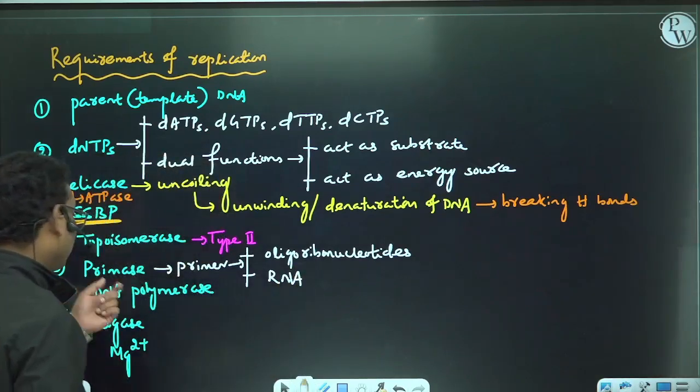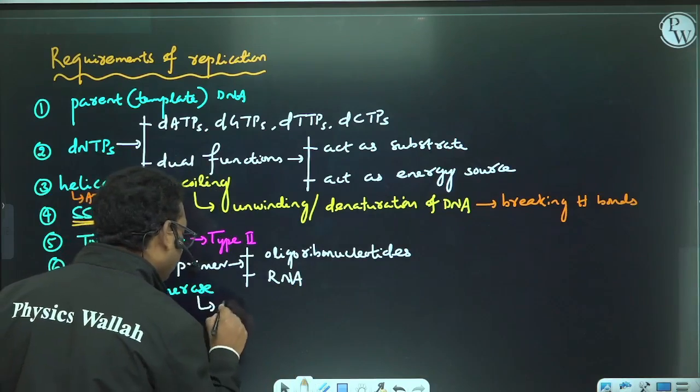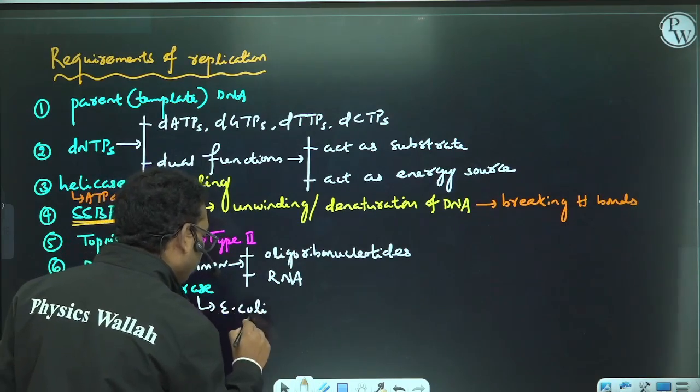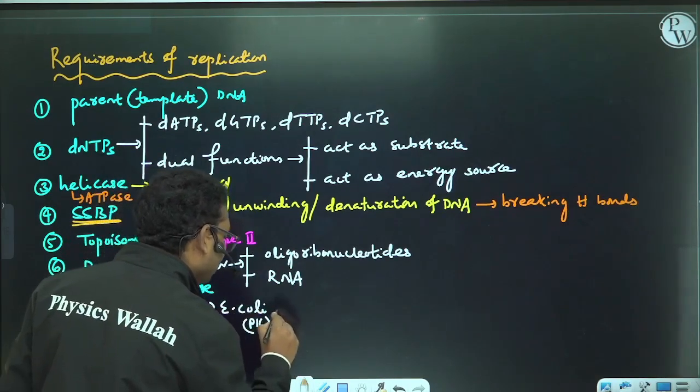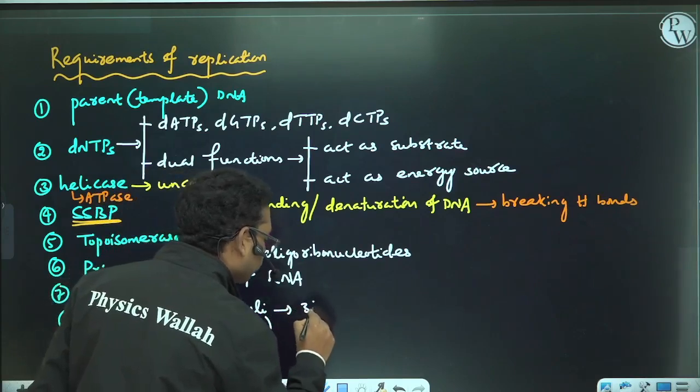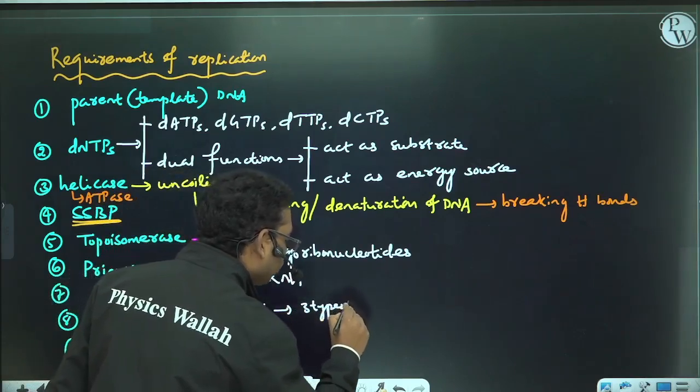Okay. Now what about DNA polymerase? In case of E. coli, which is a prokaryote, the DNA polymerase is of 3 types. 3 types of DNA polymerases are present.